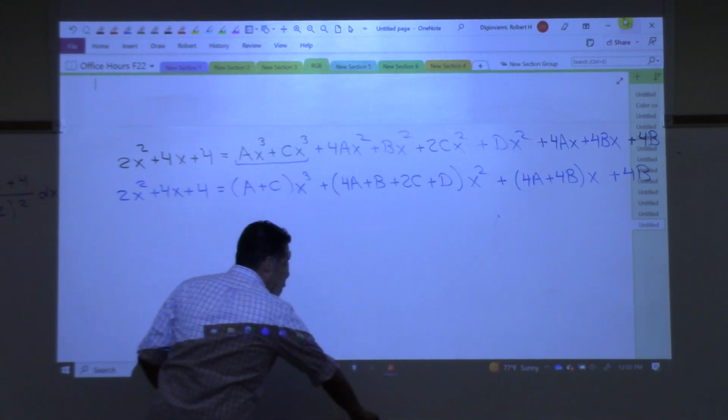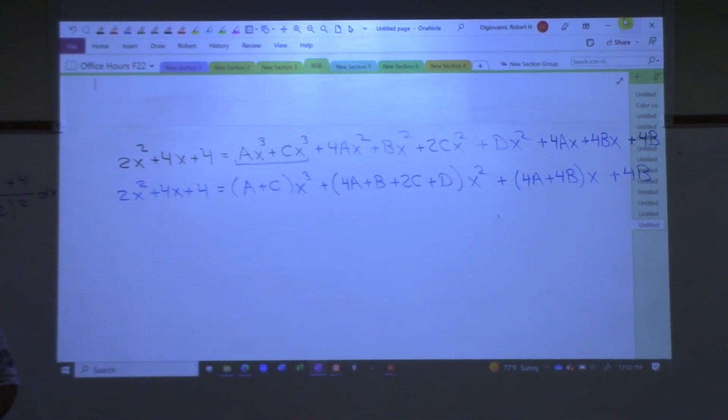All right, so now we match coefficients. Yes? On my notation, I've been putting all the x's in front of whatever. Does it really matter? Okay. As long as you understand your matching coefficients.